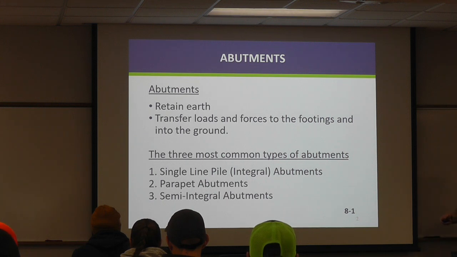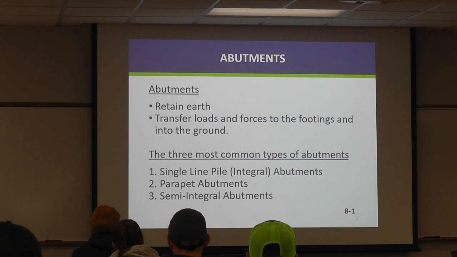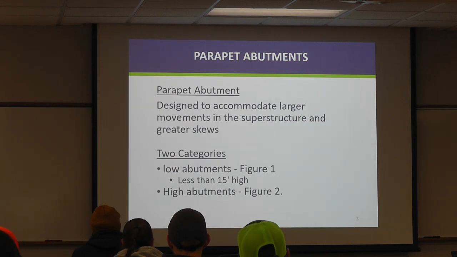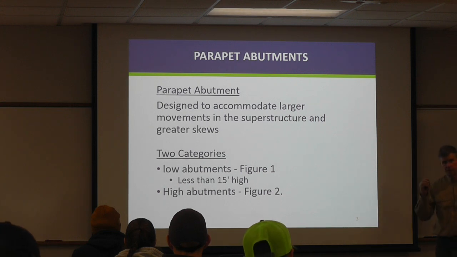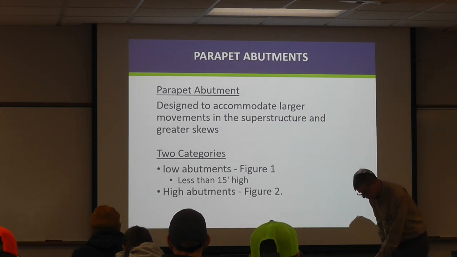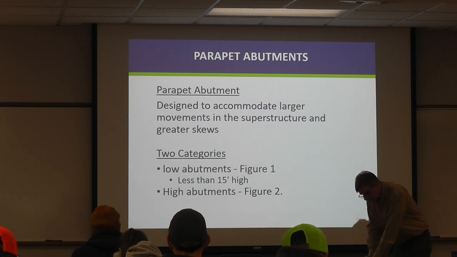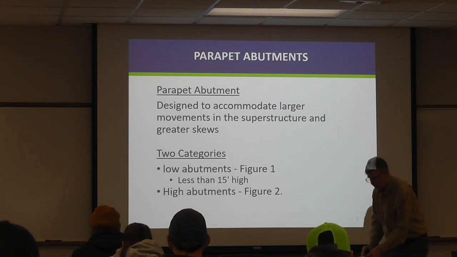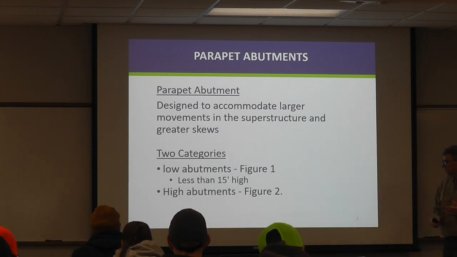And the last one is semi-integral, and that's kind of a combination between the two. It does have 2 lines of pile, different than the integral abutments, and we will see that on some of these upcoming slides. The parapet abutments are designed to accommodate larger movements and skews. Like our bridge here, we have a 30-something degree skew. When you have a skewed bridge situation, the movements can get to be a little bit strange. And so high skews are difficult to do with integral abutments.